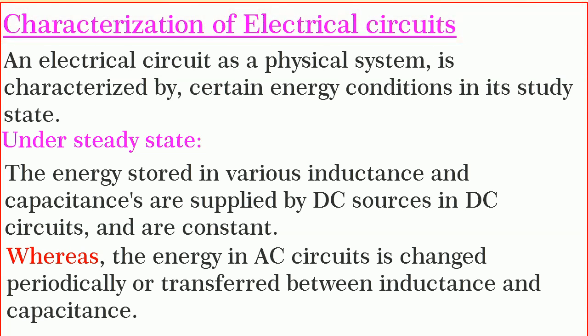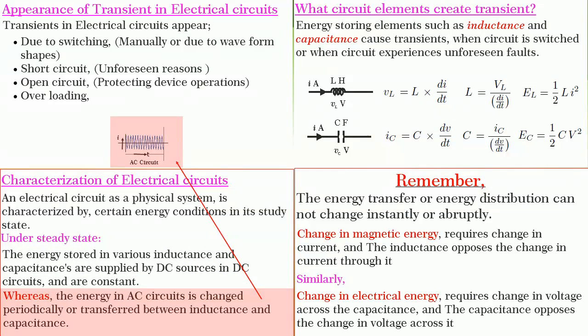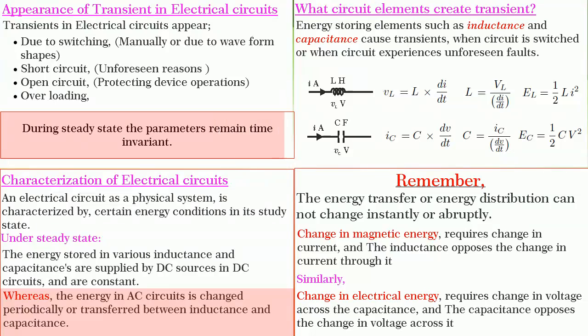Friends, an electrical network as a physical system is characterized by certain energy conditions in its operation, both in steady state and during transients. Friends, now it is time to distinguish the process of energy transfer in transients. One thing you know, during steady state, the voltages and currents remain constant in DC circuits, whereas in AC circuits, they vary periodically. That is what we say: parameters in the steady state are time invariant.